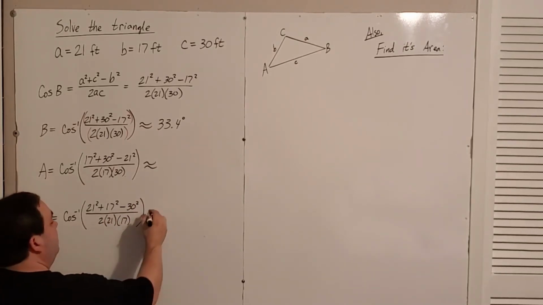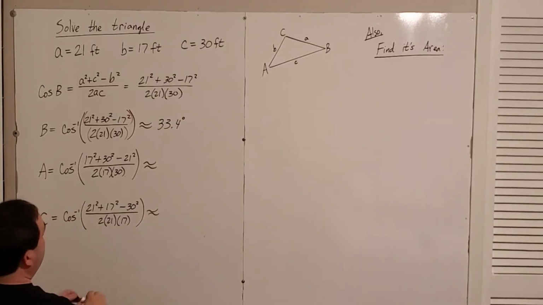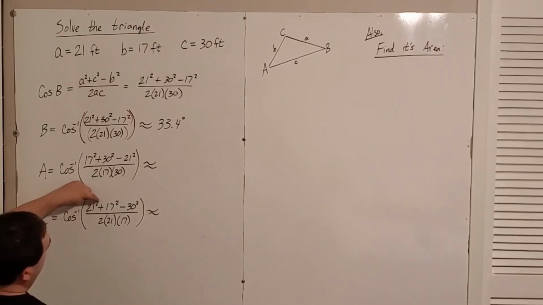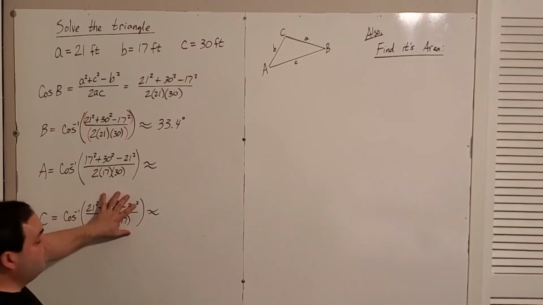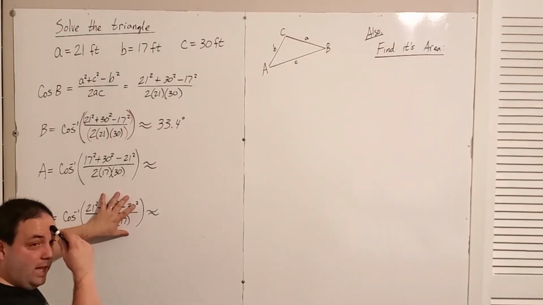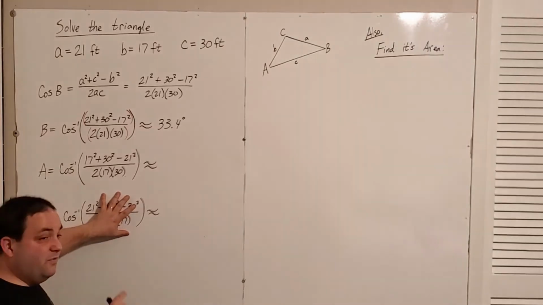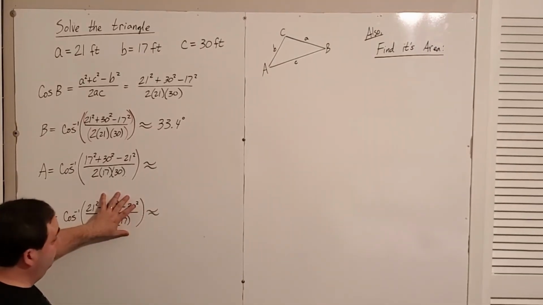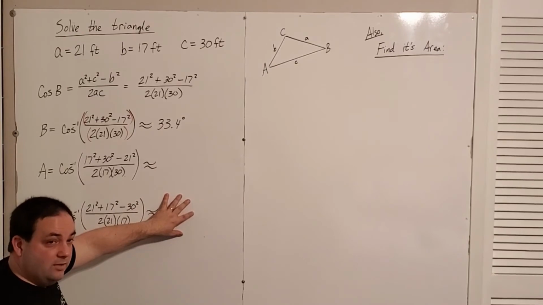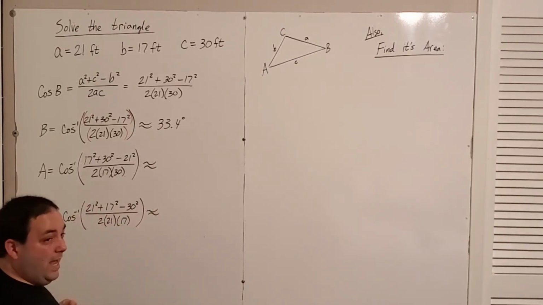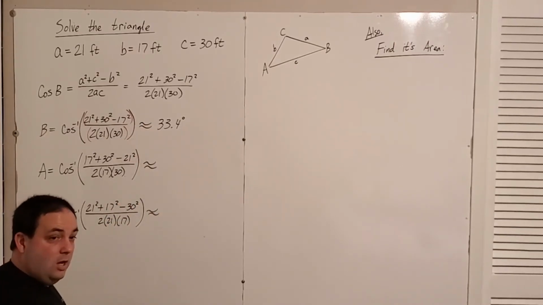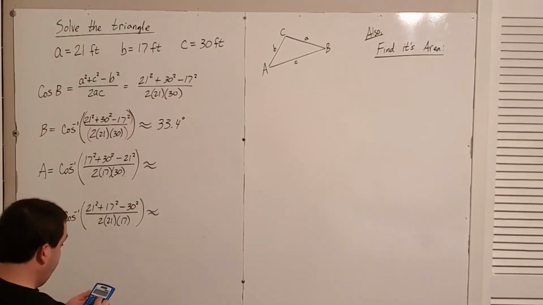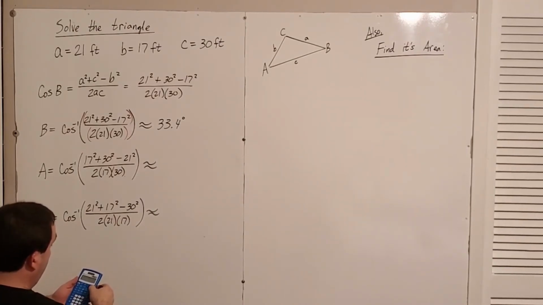Okay? Now, one little thing I want to point out on this is the 21 squared plus 17 squared minus 30 squared ends up being a negative number. So you're doing an inverse cosine of a negative number. And don't forget what that means. Arc cosine is defined for negative numbers in quadrant 2. This is going to give me an obtuse answer, right? Which is okay. Let's go ahead and crunch both of these up, and then you'll see that they should add up to 180 degrees.